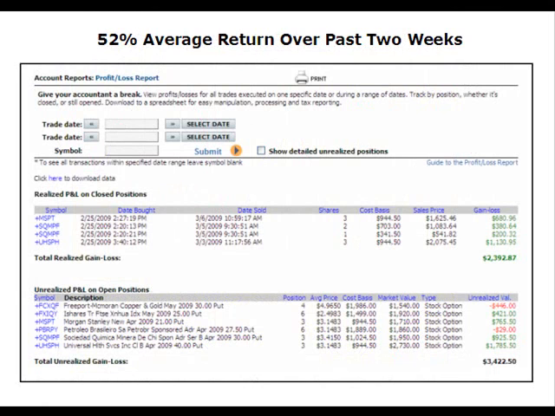This brokerage account profit loss report displays the put options I purchased using the three trend following system sell signals combined with the summation index sell signal. This portfolio of put options has produced an average return of 52% over the past 2 weeks.